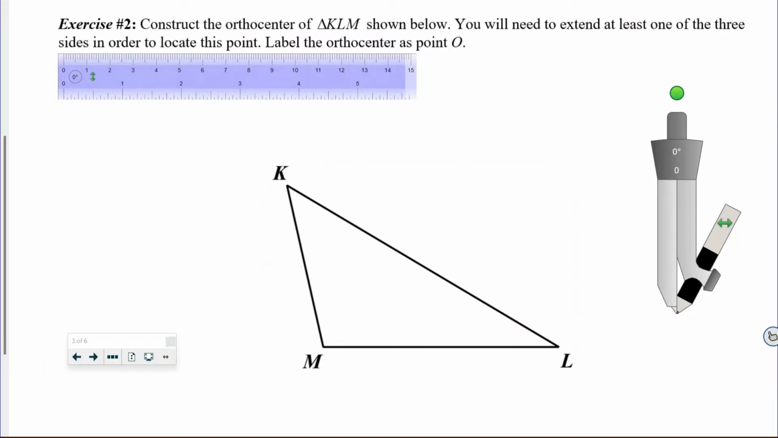Exercise number 2. Construct the orthocenter of triangle KLM shown below. You will need to extend at least one of the three sides in order to locate this point. Label the orthocenter as point O.